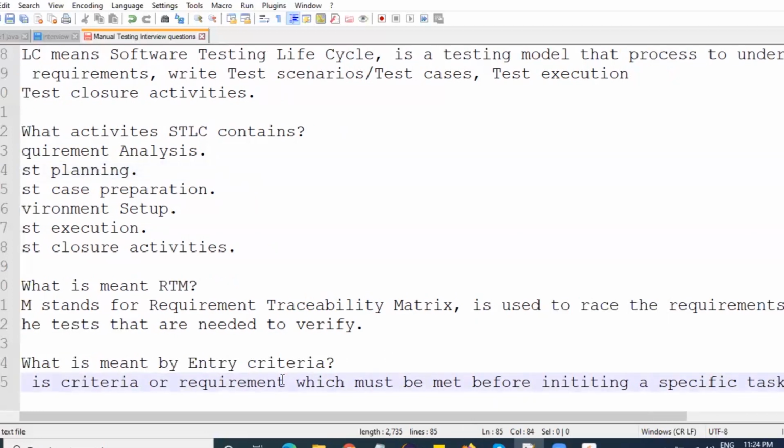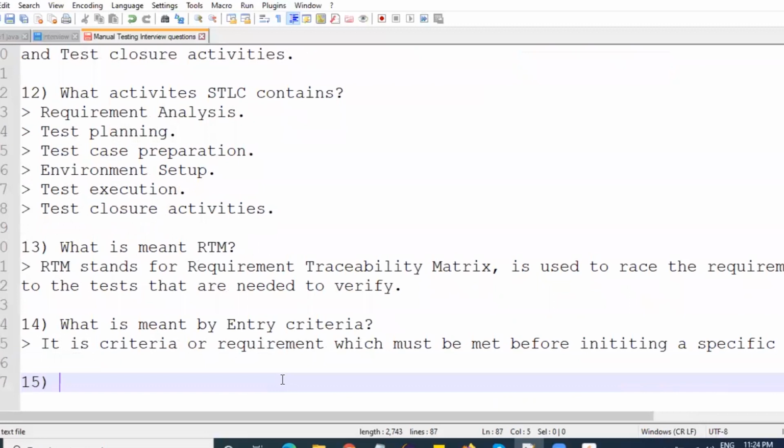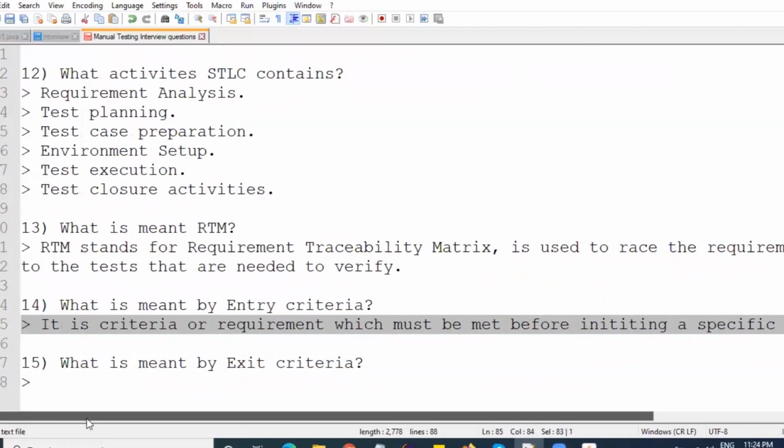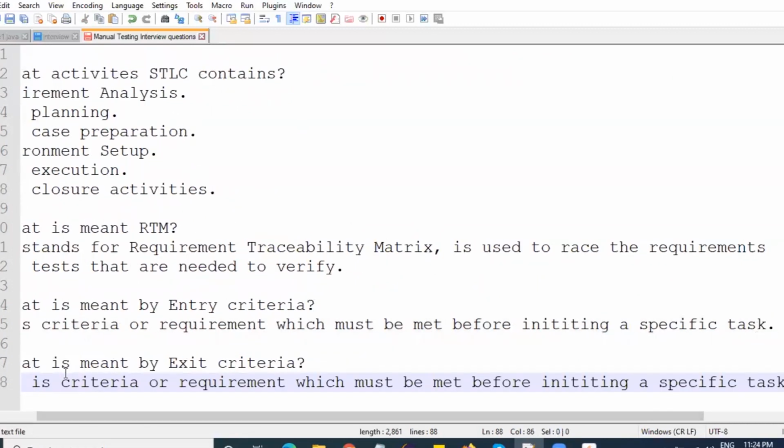Let's go to the 15th question: what is meant by exit criteria? It is similar. It is a criteria requirement that must be met before completing a specific task.